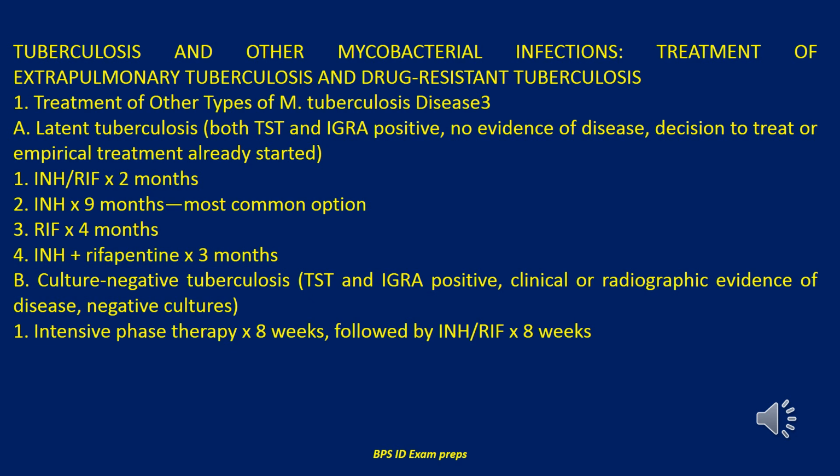B. Culture-negative tuberculosis, which is TST and IGRA positive, with clinical or radiographic evidence of disease and negative cultures. The intensive phase therapy should last 8 weeks, followed by INH and RIF for 8 weeks.